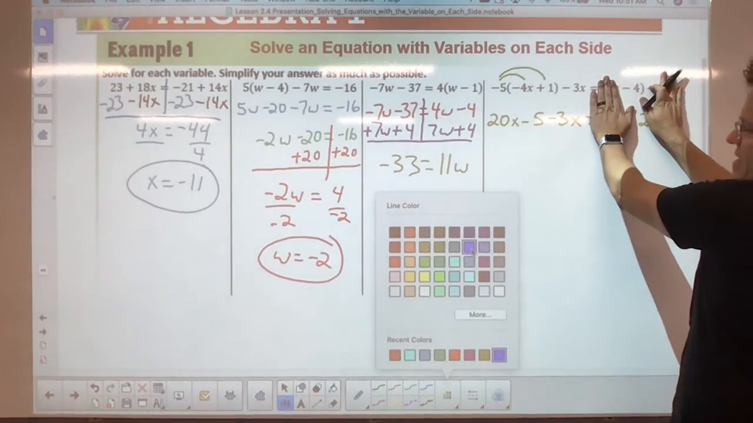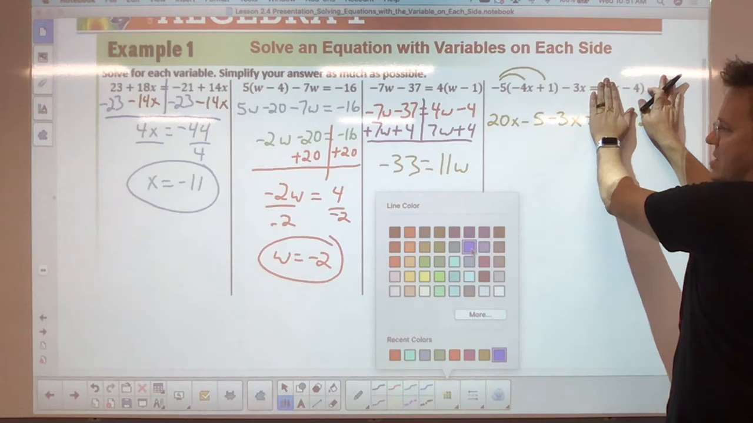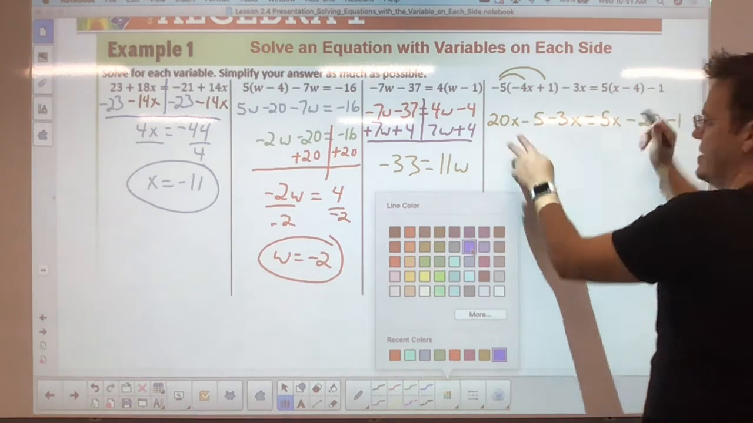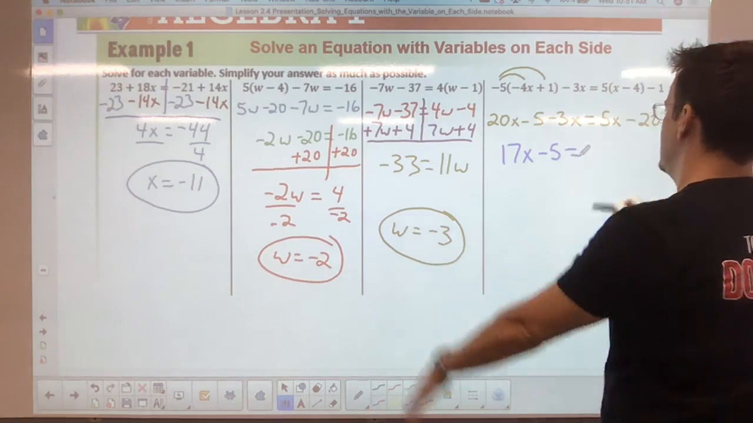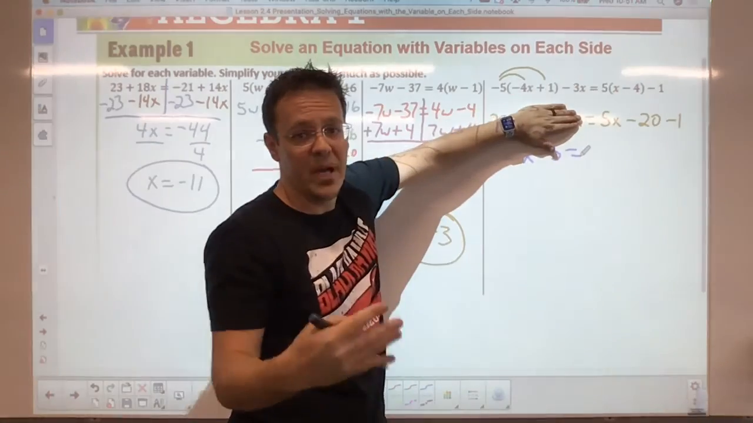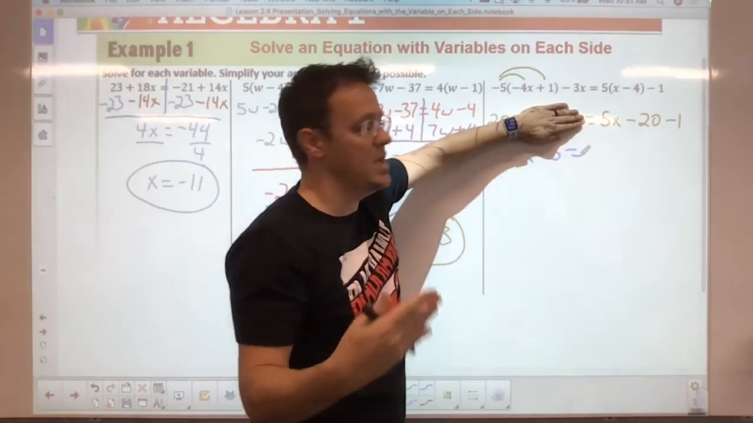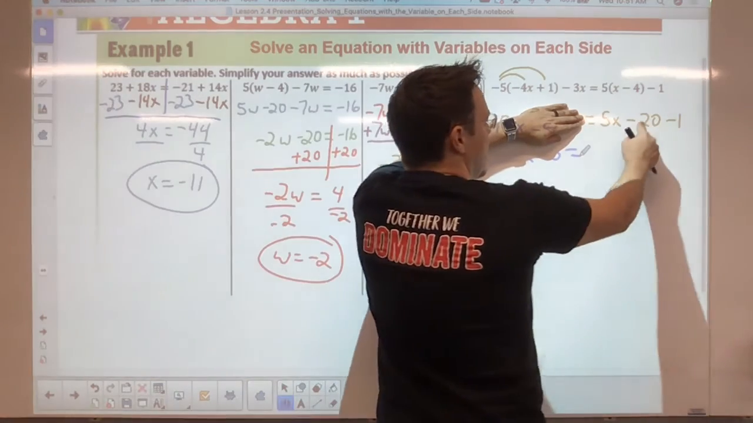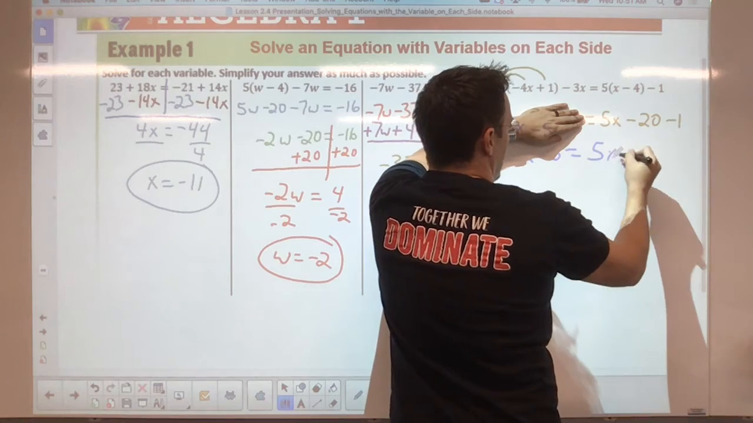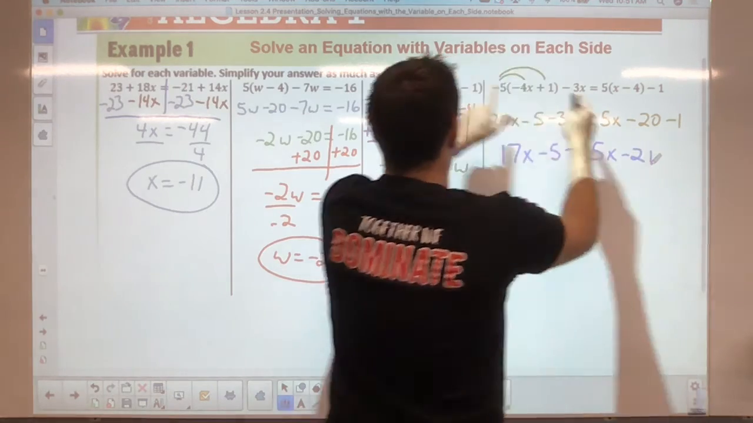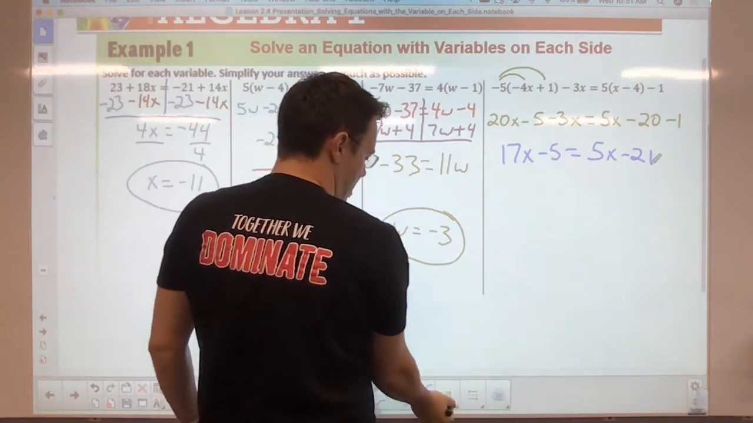All right, focus on one side at a time. We're going to focus on the left-hand side. So let's combine like terms. 20x and negative 3x, that is 17x minus 5 equals. Then focus on the other side, right? Combine like terms. 5x minus 20 minus 1. That's 20 and you spent one more, means you spent 21.